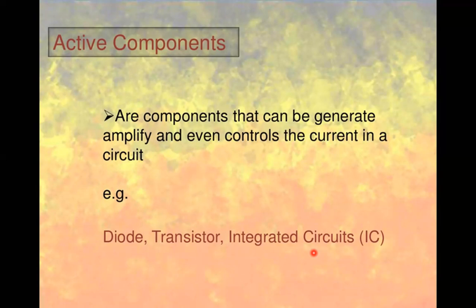The examples are diodes, transistors, thyristors, and integrated circuits also. These are the components used in the circuit which can amplify the signal as well as control the current. Later we will see how diodes or transistors can be used as amplifiers, because basically transistors are used as a switch or amplifier, and diodes we can use to convert alternating current to direct current. Rectification can be done with the usage of diodes.